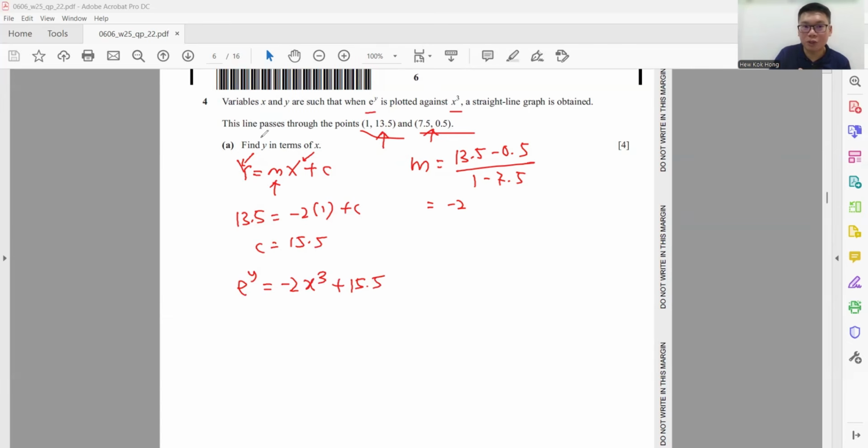But the question requires you to find y in terms of x, which means y must be the subject. Then we remove the e. So this is the equation, 4 marks.